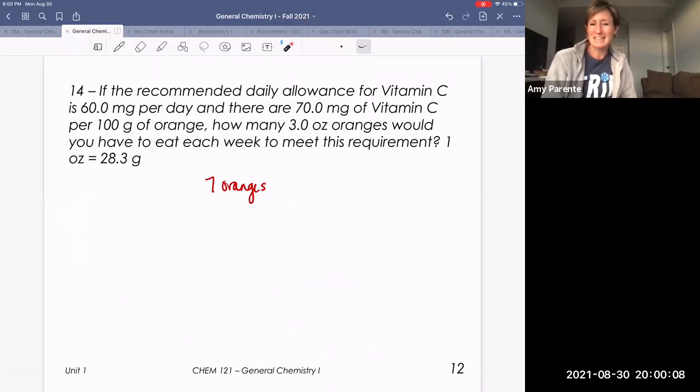Another one where it's kind of asking us to think about a quantity of something. So it's talking about the recommended daily allowance for vitamin C is 60.0 milligrams per day. And if we know that there's 70.0 milligrams of vitamin C in every 100 grams of orange, how many 3-ounce oranges would you have to eat each week to meet this requirement? And I give you one of the important unit conversions that you'll need there, which is the conversion of ounces to grams. So 1 ounce is 28.3 grams.